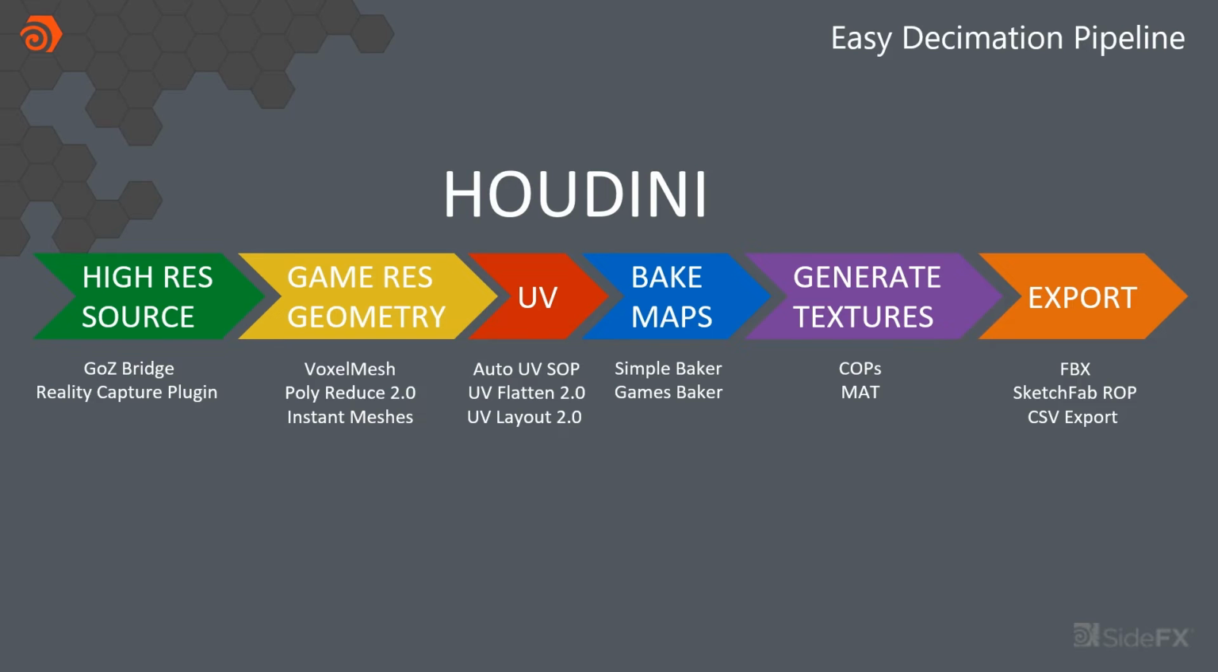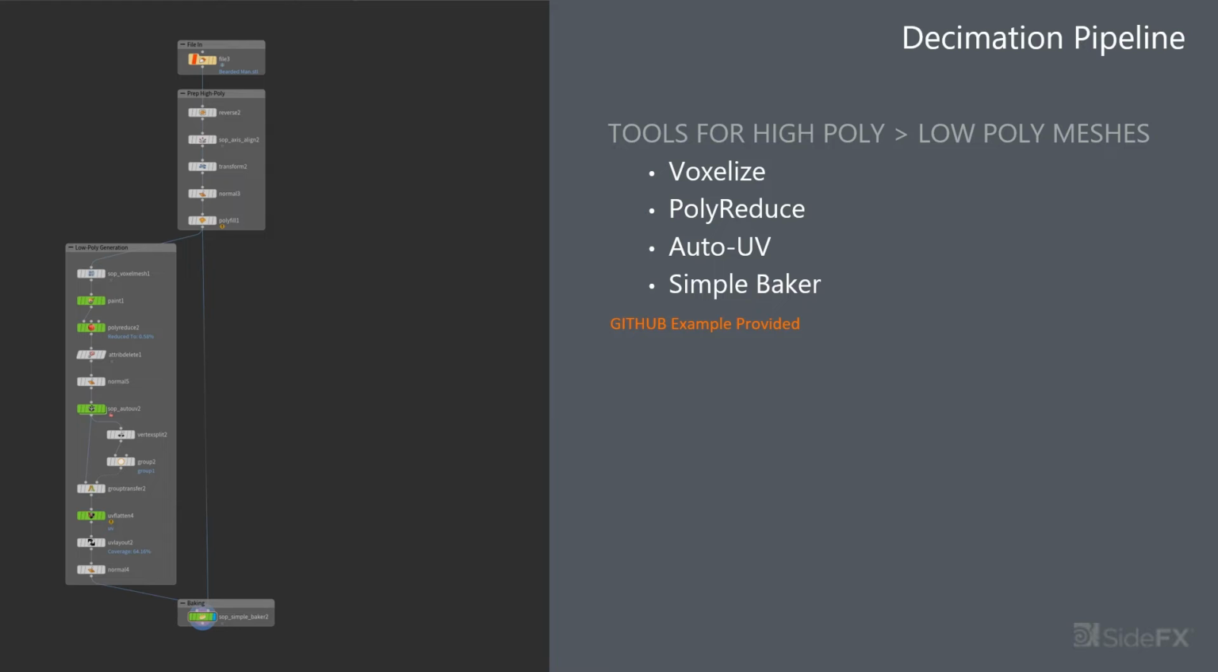Once that's done, we plug it into our Auto UV tool, which generates nice UVs for you. We can tweak it if we want to using the UV flatten and the UV layout tool. Once that's done, we plug it into the Simple Baker to bake any maps we need. And then we can go to the COPs context to generate some nice textures for us and do the shading of our mesh. And then we can just export it as FBX or use any other sort of exporter to bring into a game engine. So this means that we can do all these steps within one application. Let's take a look at how that looks within Houdini.